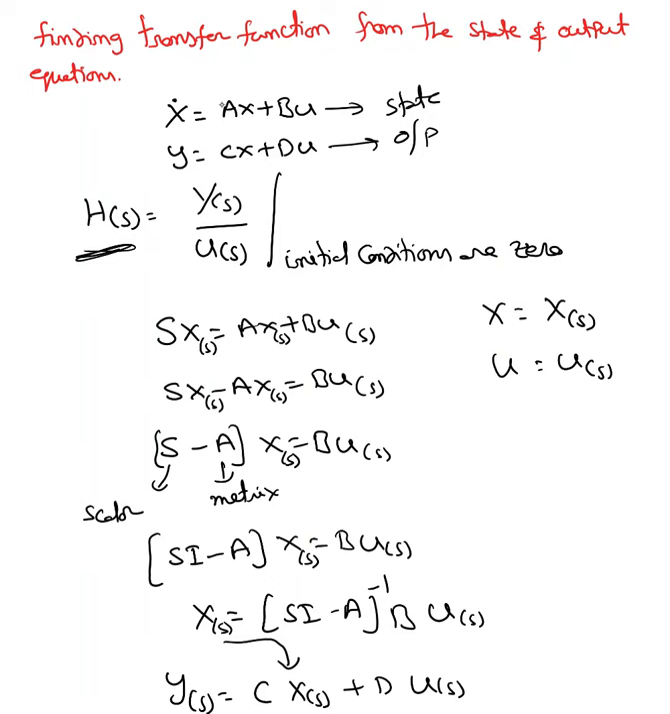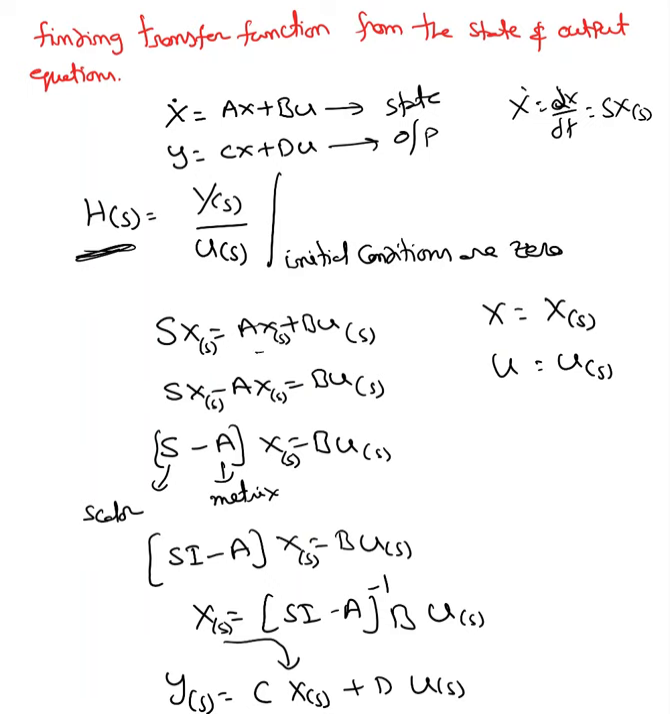Now x dot equal to Ax plus Bu, that x dot is in the time domain. I'm converting that into the S domain. We know that x dot is nothing but dx over dt, which is nothing but s times X of s when I convert that into the S domain. So the state equation in the S domain is s times X of s equal to A X of s plus B U of s. Everything is in the S domain.